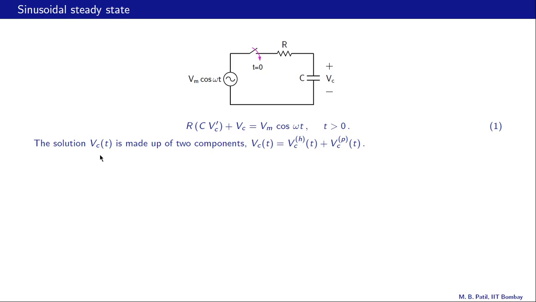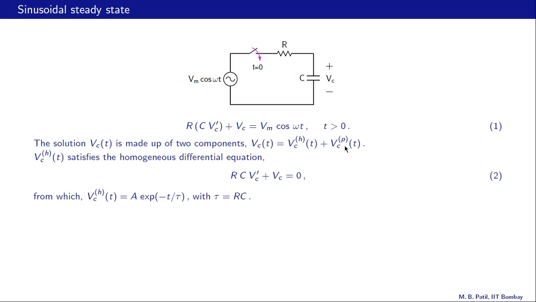The solution Vc of t is made up of two components, a homogeneous component indicated with this superscript h here and a particular component indicated with this superscript p. The homogeneous component Vc^h(t) satisfies the homogeneous differential equation RC Vc prime plus Vc equal to 0. So we drop the source term, and that is how we get this equation. And this equation has this solution A e raised to minus t by tau, with tau equal to R times C.